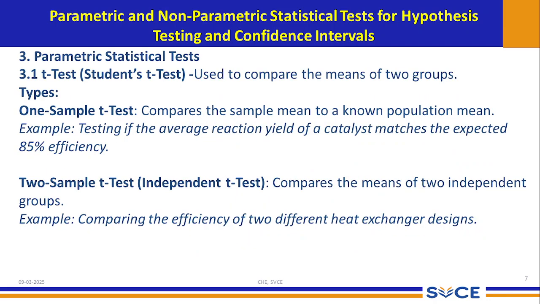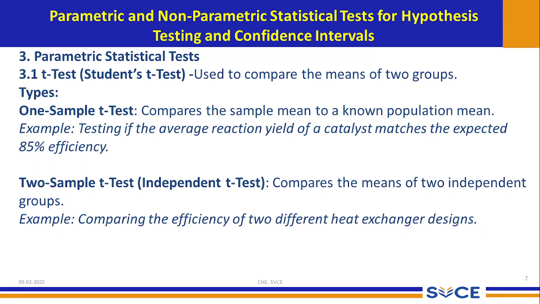And coming to the parametric statistical test, what are the tests we will do? One is the one-sample t-test and the other is the two-sample t-test. They are used to compare the mean of two groups, so we will go for a t-test. The one-sample t-test compares the sample mean to a known population mean. Example, from a chemical engineering perspective, testing if the average reaction yield of a catalyst matches the expected 85% efficiency.